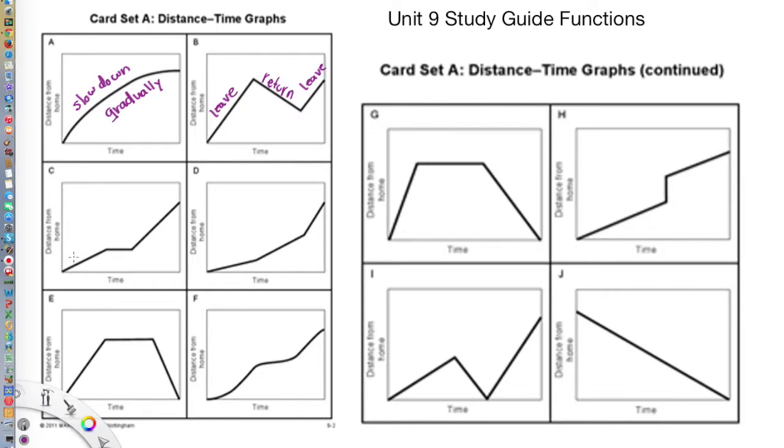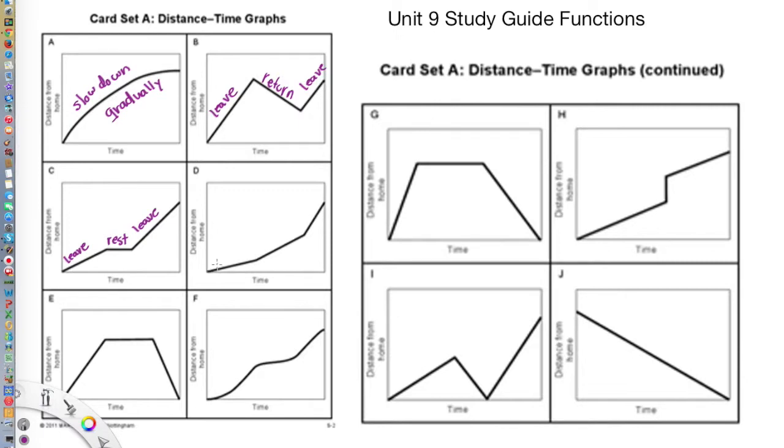Graph C, we see that we're leaving. Then we have this flat line. A flat line always means there's a stop or a rest. Time is passing, but distance is not increasing. And then we see we're leaving again, so we're moving away again.